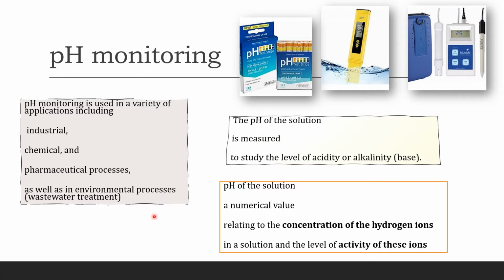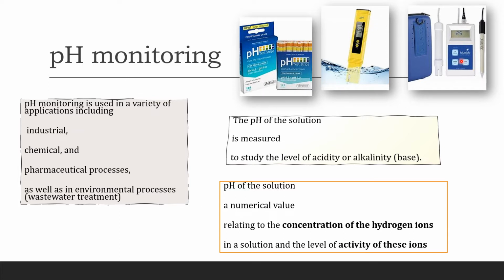Maintaining only one system. Alright, so the pH of the solution is measured to study the level of acidity or alkalinity. So that's your base and that's your acid. Every time we study the pH, we're trying to determine whether the solution is acidic or basic. The pH of the solution is nothing but just a number that you can get from your pH strips.